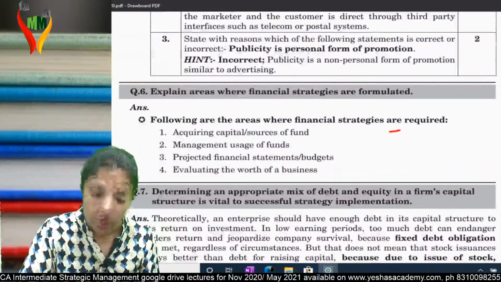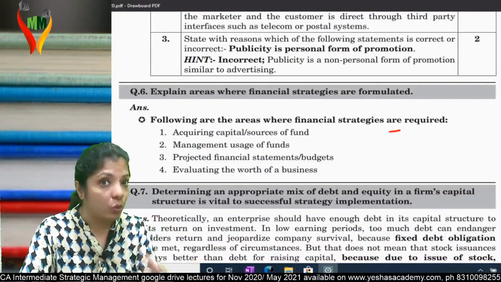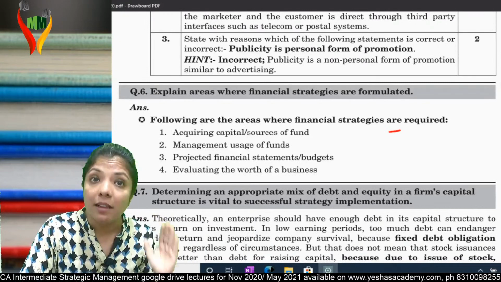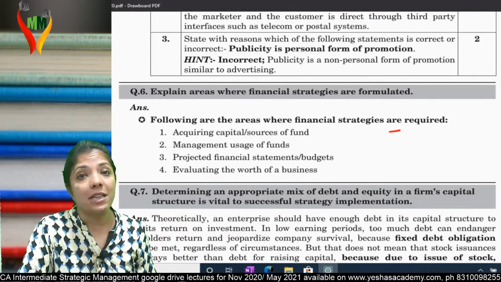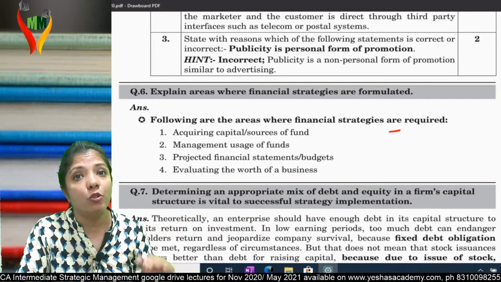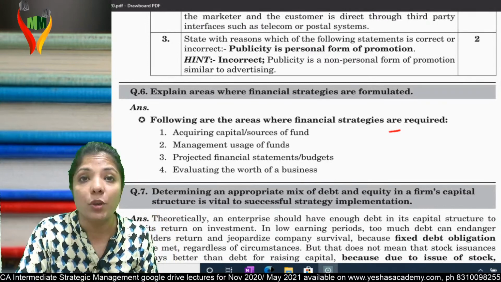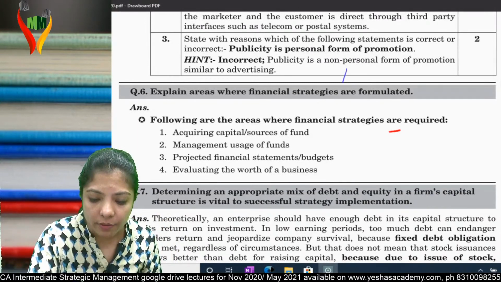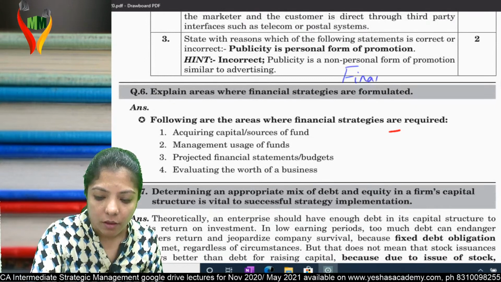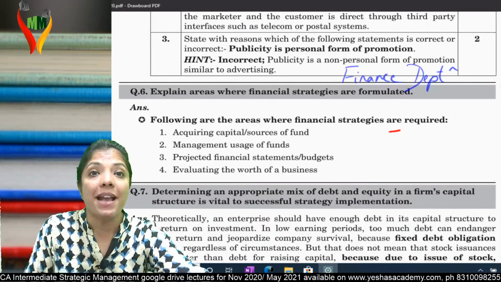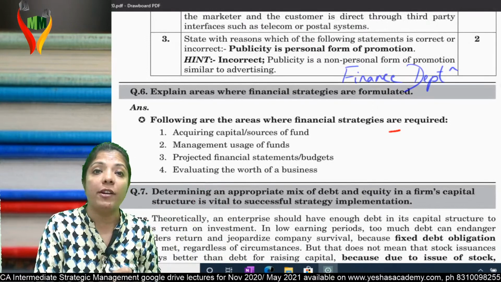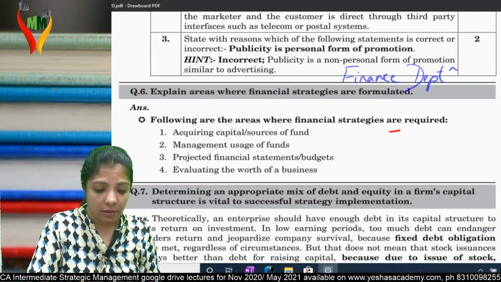Okay. Now, I'm done with part 2, which talks about marketing. Let's come to part 3, question number 6 to question number 10. Give heading over here: Finance department. That means we're coming out from marketing department and entering into the finance department.